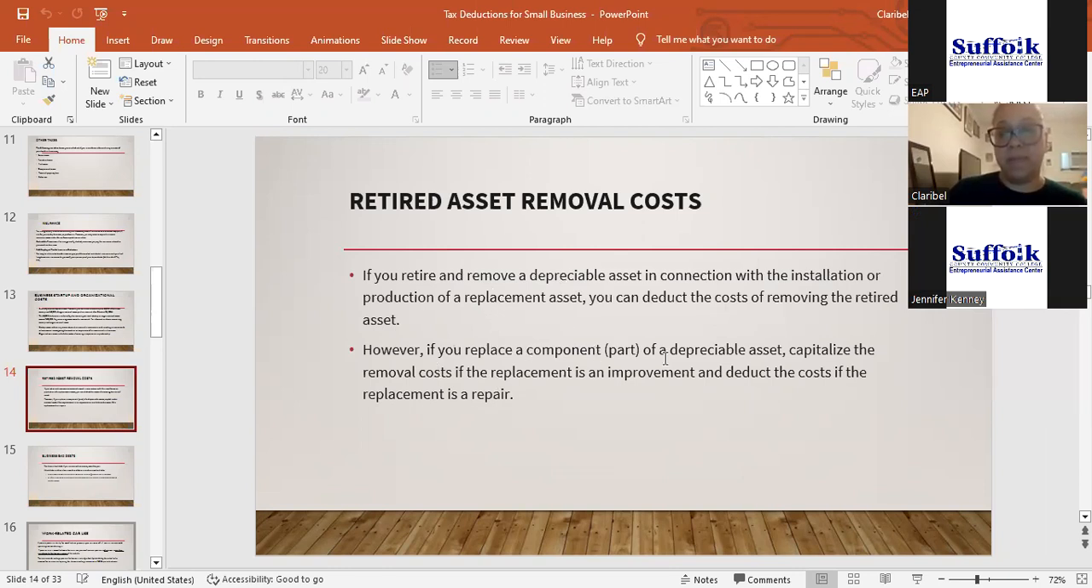If you have a replacement part of a depreciable asset, capitalize removal costs. If it's an improvement, deduct the cost. So if you're just fixing it, it's a repair, and you expense it as a repair. But if you're making capital improvements on the asset, then you would have to capitalize that cost. If you're buying a new asset, then all the cost of getting rid of the old one and bringing in the new one, you capitalize along with the new asset. If you're just throwing the old one out, then you would just expense the cost of throwing it out and getting rid of it.